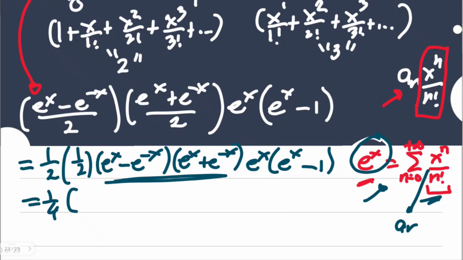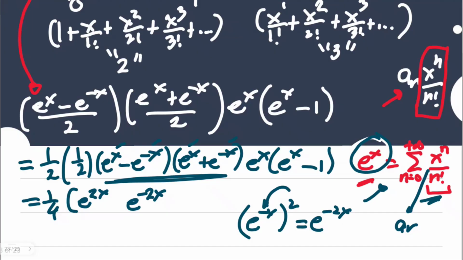We'll actually have e to the power of 2x. Add exponents, right? And at the same time, let's not forget this will result in a difference of two squares, because we have the same first term, same second term, but opposite operation. So simply square the first term, square the second term. That's e to the power of negative x squared, so it's e to the power of minus 2x, right? So please take note of that.